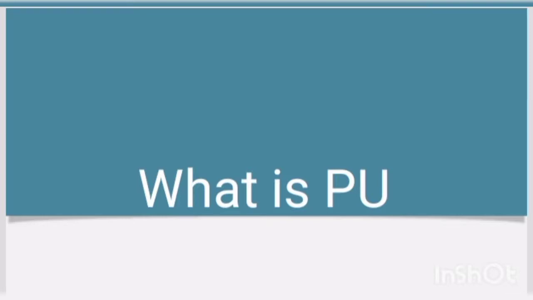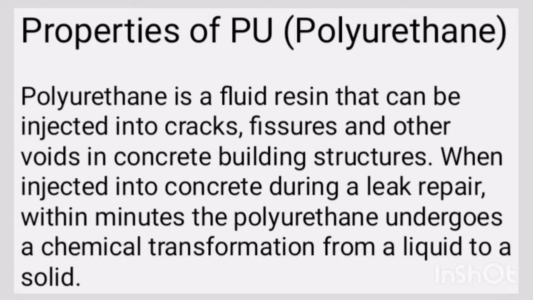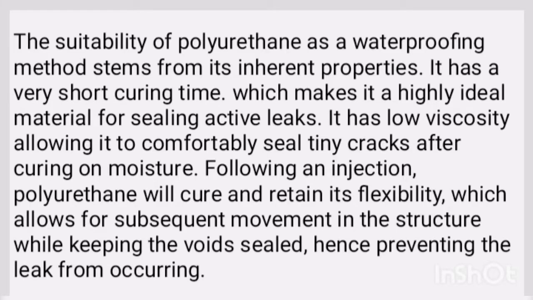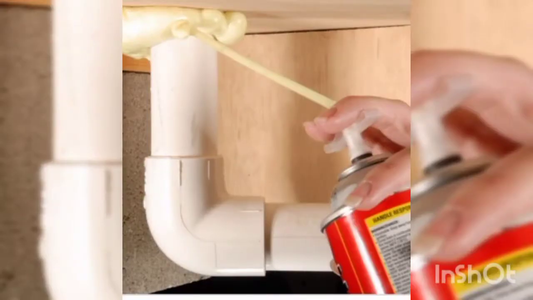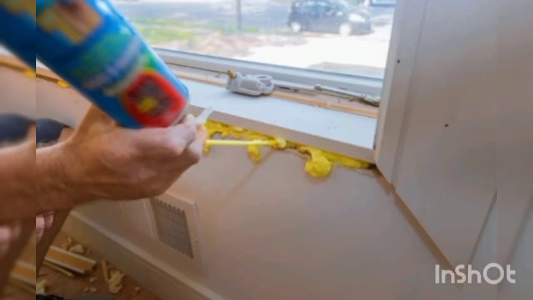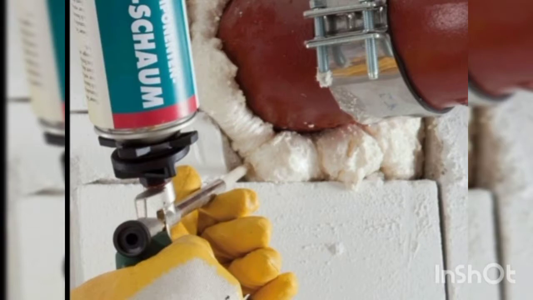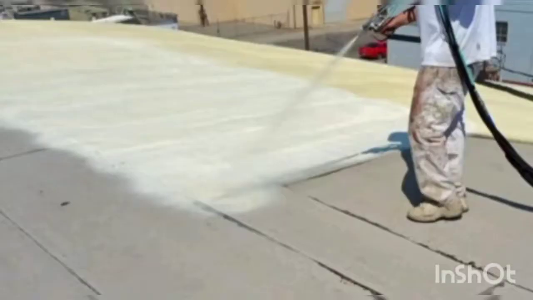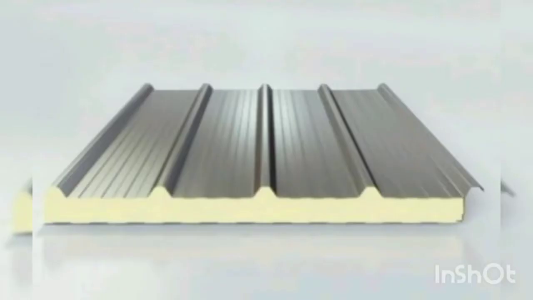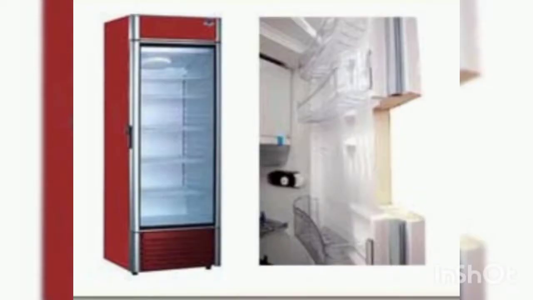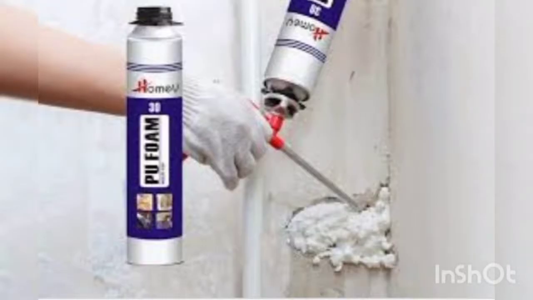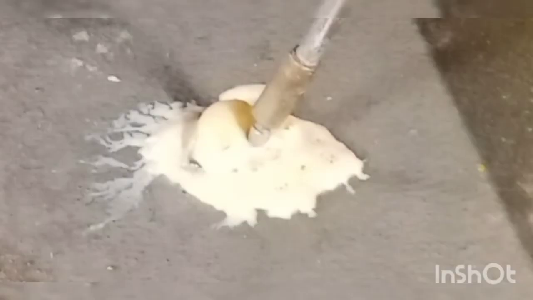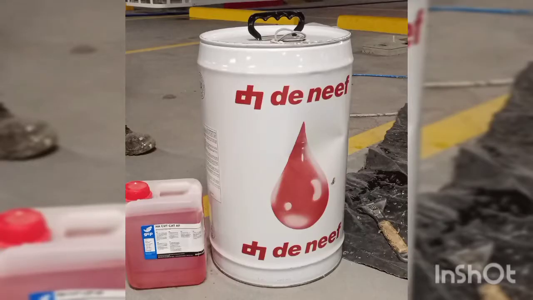What is polyurethane? Polyurethane is a fluid. It's mostly used for insulation purposes and also for water stop purposes. We mostly make panels for insulation in construction, to insulate the ceiling or the walls of a construction. It comes in a bottle like polyurethane foam, or we can make this fluid by adding two chemicals.